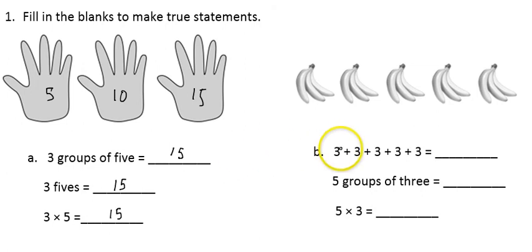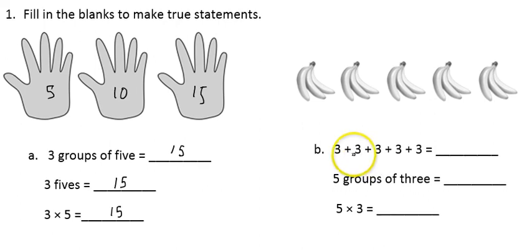Now over here, I have 5 groups of 3, which is different than 3 groups of 5. I can find the answer by skip counting. 3 plus 3 is 6. 6 plus 3 is 9. 9 plus 3 is 12. And 12 plus 3 is 15. So 5 groups of 3 is equal to 15, or 5 times 3 is 15.